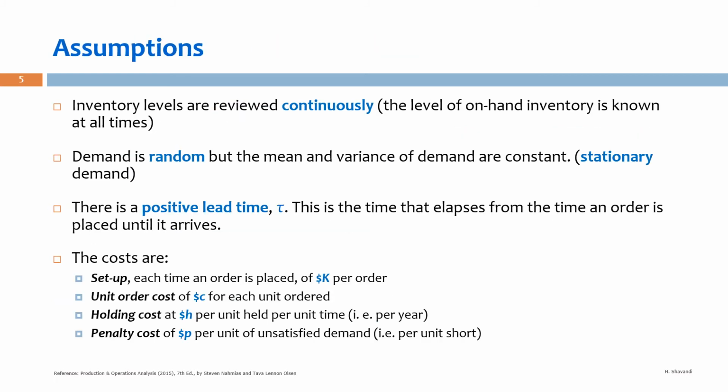So let's see what are our assumptions in this model. At first, we assume that the inventory level is monitored continuously over time. So this means that we know the inventory level on hand at all times. Okay, and demand is random here. So yeah, demand is not constant, demand is random, but we assume that the mean and variance of demand are constant, which is an assumption for stationary models.